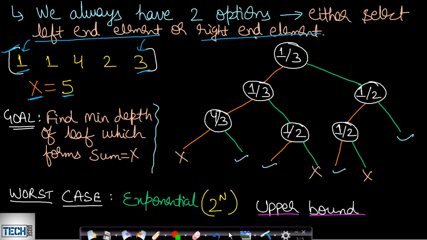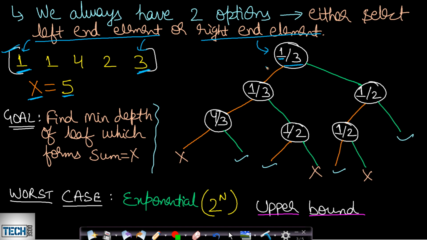So initially we are having two options, 1 or 3. So we can select either 1 or 3. Okay. So this is our root node. At this node we can select either 1 or 3. So these red lines on the left hand side indicate that we are selecting the left end element. Left end element is this one.